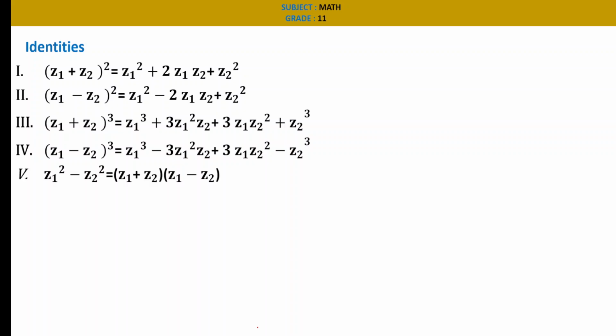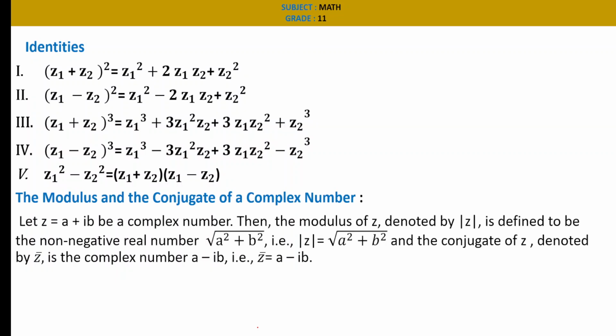Again, Z1 square minus Z2 square is in the form of A square minus B square. That is nothing but (A plus B) into (A minus B). That is (Z1 plus Z2) into (Z1 minus Z2). The modulus and the conjugate of a complex number.